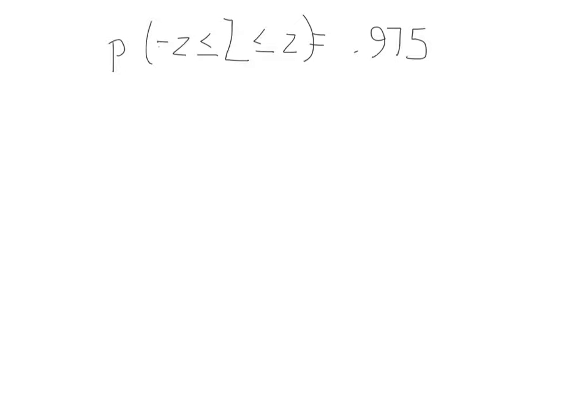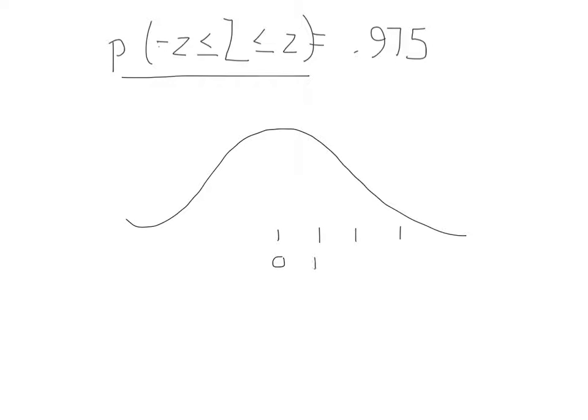Well, with questions like this, it helps me to picture what is described here by this inequality. So I've got the standard normal distribution. Of course, it's bell-shaped. It's centered at 0, and it counts out by standard deviations. We call these our z-scores. And when we have an interval where we're saying z is between negative z and positive z, we're talking about the middle portion of the curve.